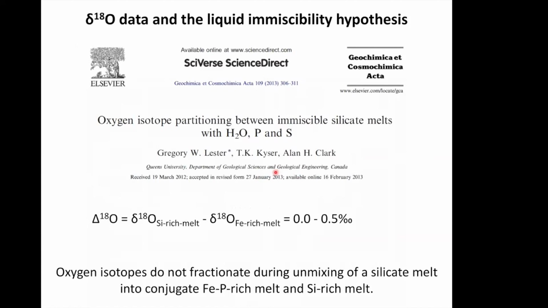So the second hypothesis I mentioned at the beginning of the talk was liquid immiscibility. We also use the oxygen isotope data from magnetite from El Laco to test the liquid immiscibility hypothesis. Because in this paper by Lester and colleagues in 2013, they experimentally demonstrated that during unmixing of a parental silicate melt into coexisting iron-rich melt and high silica melt, oxygen isotopes do not fractionate. What that means is that after separation into coexisting silica-rich and iron-rich melts, the oxygen isotope abundances in both of those should effectively be the same.